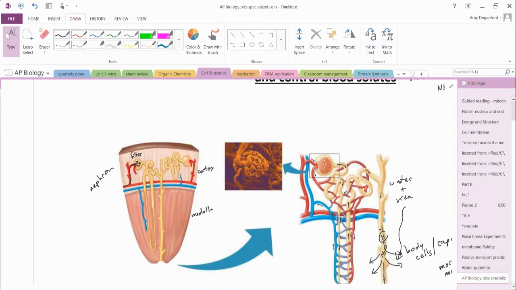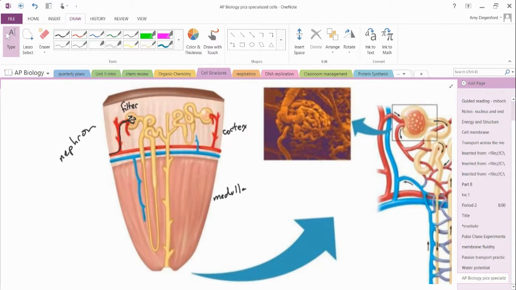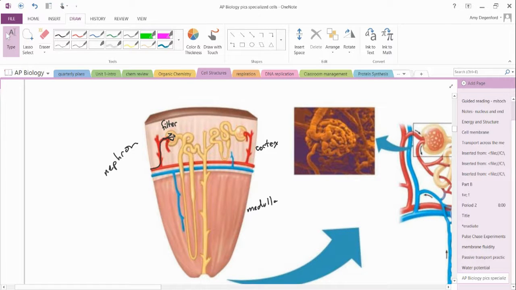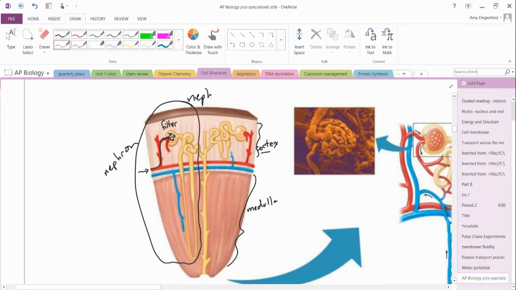Now, the goal of the kidneys, and I think most of you know from just other classes, the goal of the kidneys is to filter the blood. And what you have, this is the outer cortex of a kidney, this area right here. And then down here we have the medulla. And what your body is constantly doing is sending blood into these tubes called nephrons. So this right here is a nephron.